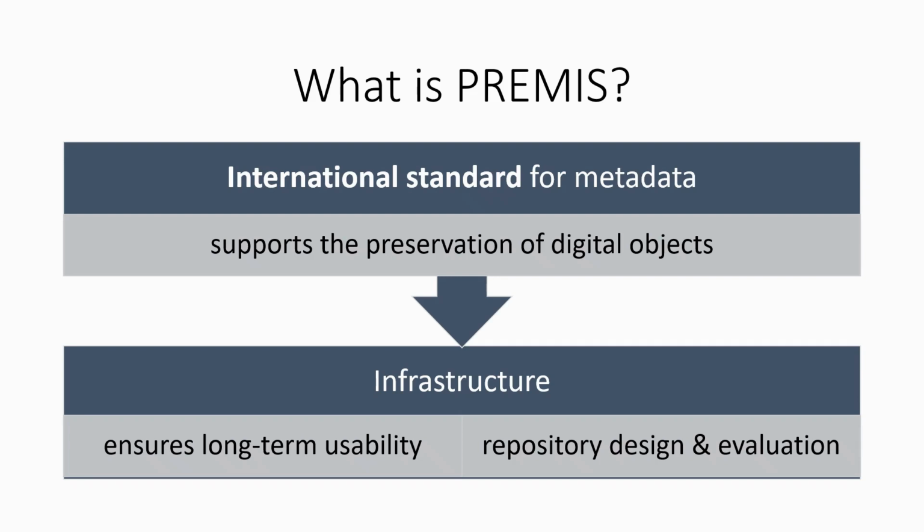PREMIS is an international standard for metadata that supports the preservation of digital objects and ensures their long-term usability. Today, PREMIS is commonly used in the digital preservation world, but rarely seen. The average person browsing a public-facing repository will not receive PREMIS information when they query the database. Instead, the primary uses of PREMIS are for repository design, repository evaluation, and exchange of archived information packages among preservation repositories.